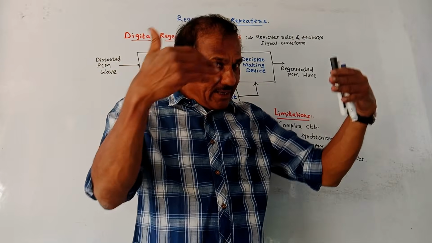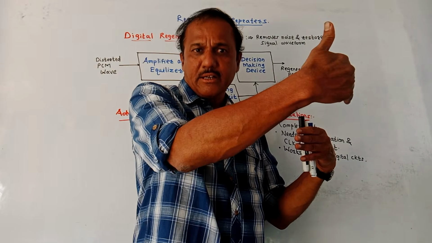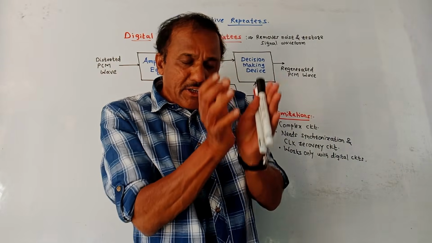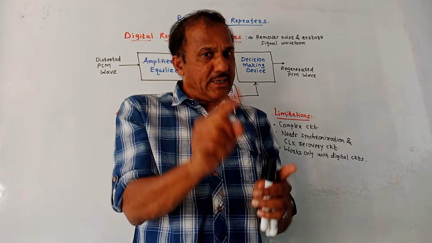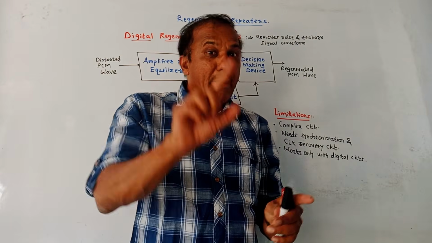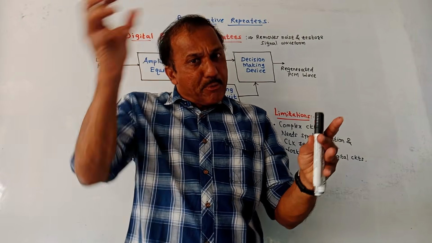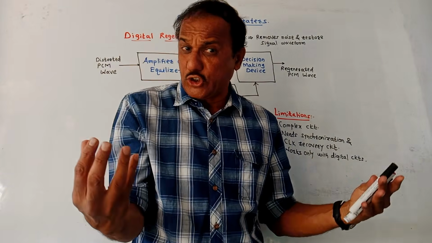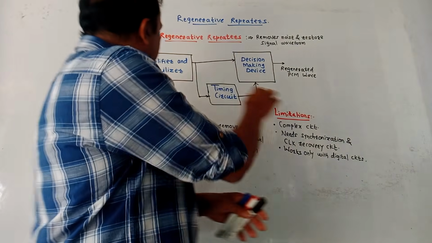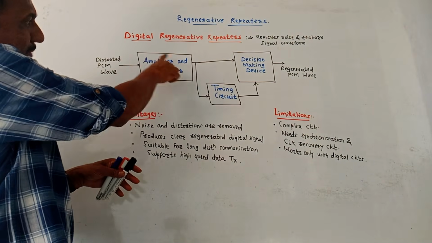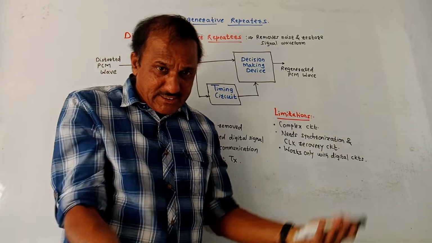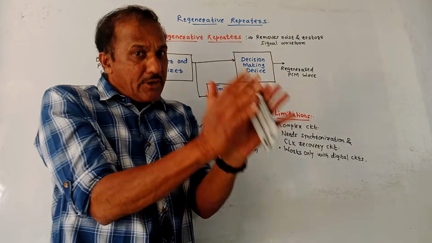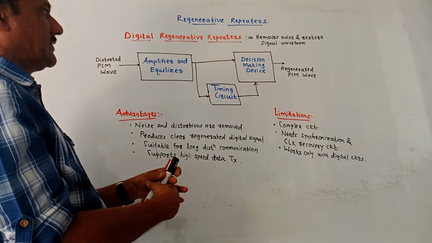Whenever the data is transmitted through some medium, there are different frequency components. Each frequency component is attenuated by a different amount. It may produce distortions, which is frequency distortion. To avoid this, the equalizer block is used. So this is amplification as well as equalization. Amplifier amplifies the signal, equalizer removes the frequency distortions.